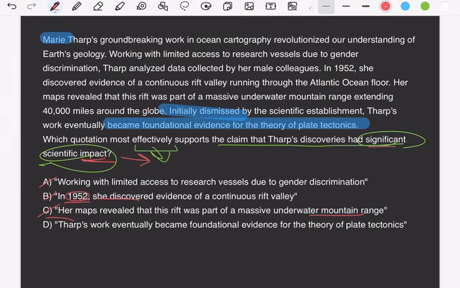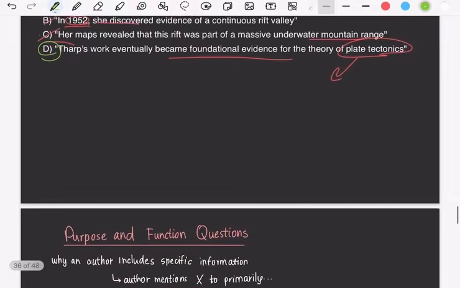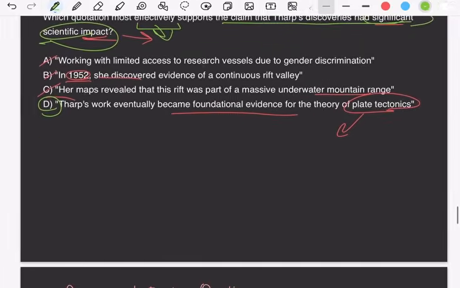Tharp's work eventually became foundational evidence for the theory of plate tectonics. This is the impact that we're looking for, right? This is the correct option. Now, the phrase foundational for theory directly demonstrates the significant importance of this scientific evidence, right?